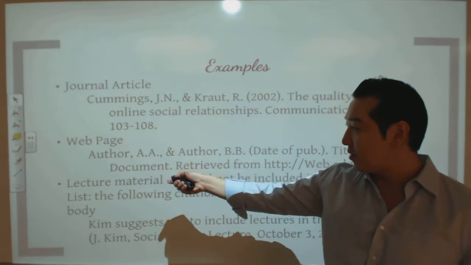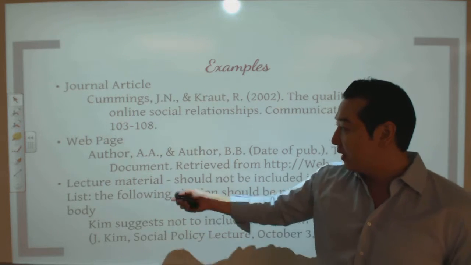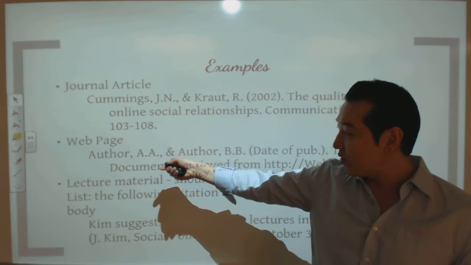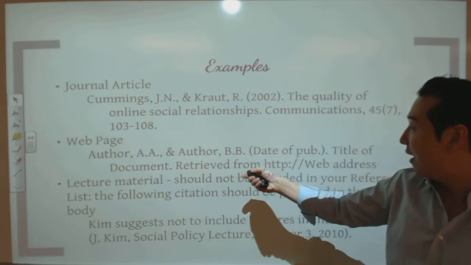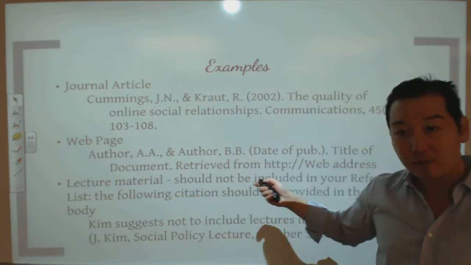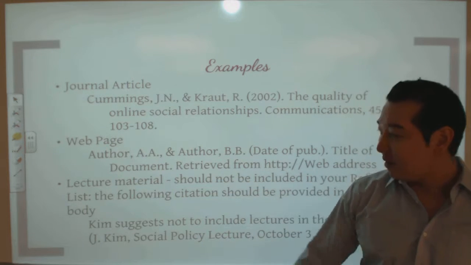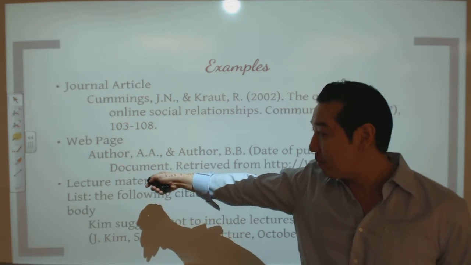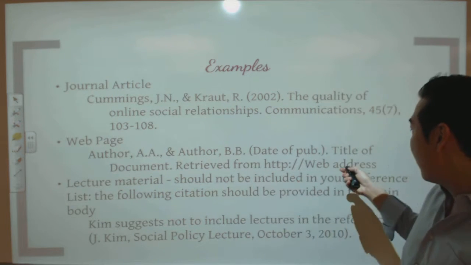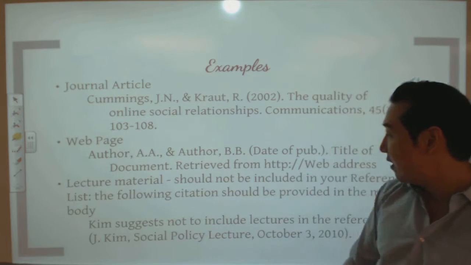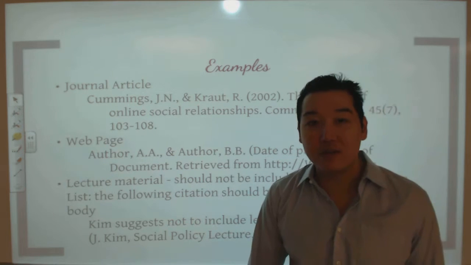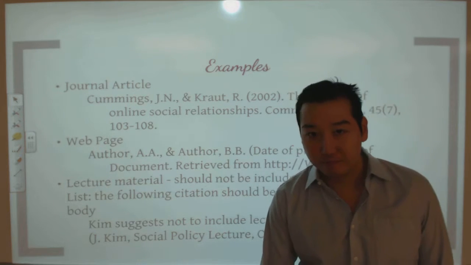Now, in the case of web pages, I assume that many students will use web pages also. Once again, you have the author's last name, followed by the author's initials. We're going to use initials in the case of APA formatting. And then once again, you have the date of publication, and then the title of the document. I just spotted an error on my part, but this D should not be capitalized, so this is uppercase and lowercase letters. And then at the end of web pages, you're going to use retrieved from, and then provide the URL or the web address from where you drew that source.